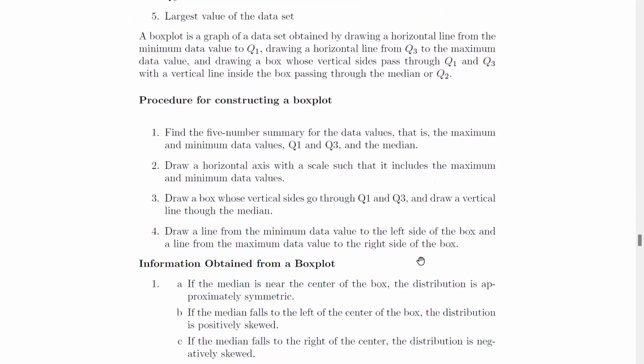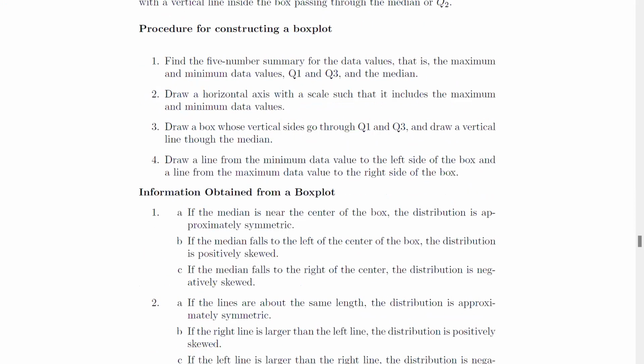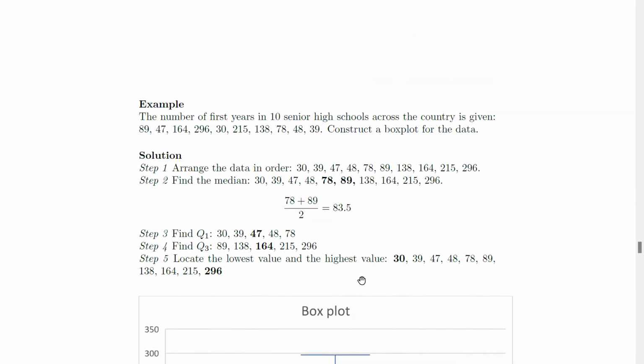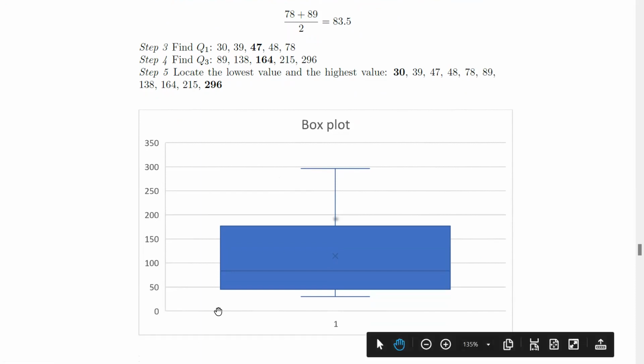So here, the procedure for constructing the box plot is provided over here. I provided a graph of a data set, okay? And then I used this data set to follow the procedure. First of all, arrange data in order, find the median, find Q1, Q3, and then find the lowest and the highest values. And then I attempted to draw this box plot. This box plot came out not as you would expect because of the software I used. Ideally, these numbers will be better if these numbers are rather on the horizontal axis.